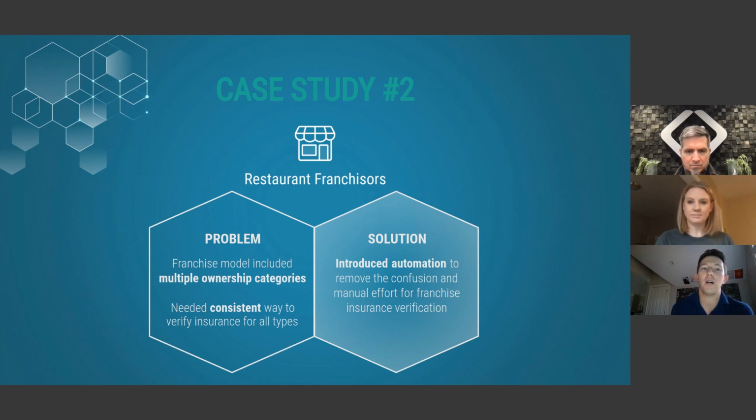Some store types are standalone versus attached versus kiosks in mall or airports. You got in-room dining. Some stores are in flood zones or earthquake zones, unfortunately. And then you have franchisees with single stores, and franchisees with multiple stores, if not dozens or hundreds of stores. And all of this variation creates an immense amount of effort for them. And they were getting some automation out of their current supplier for insurance verification, but none of the configurable automation, and it wasn't fully automated.